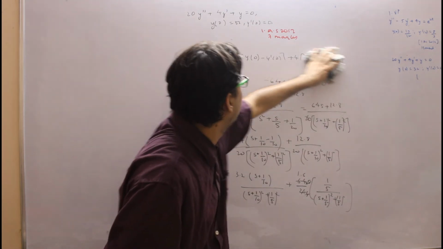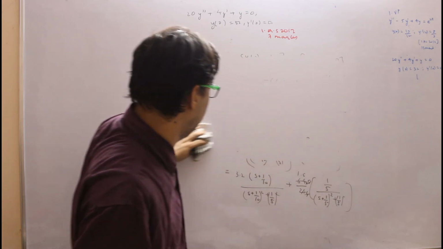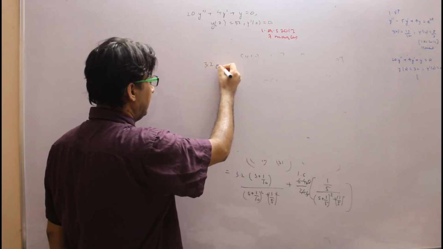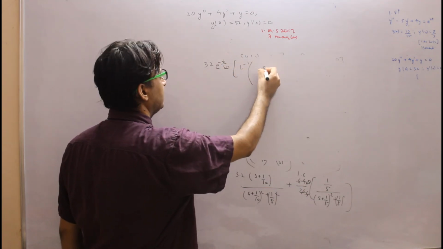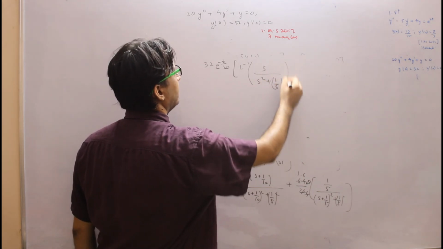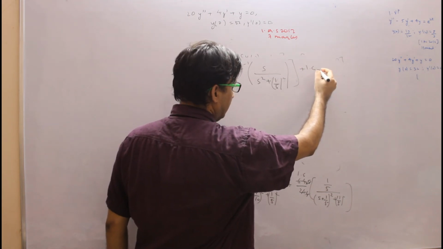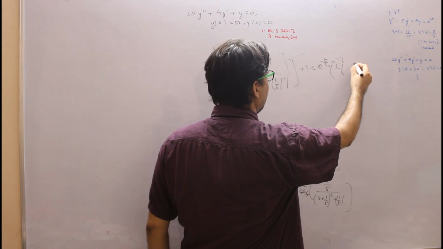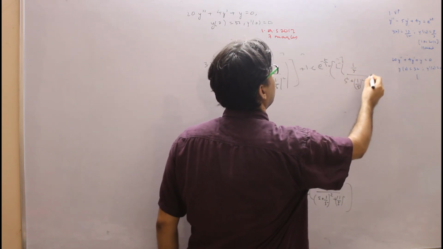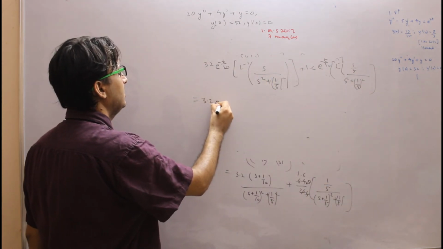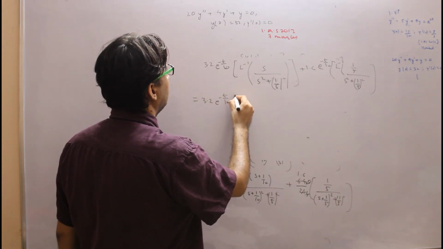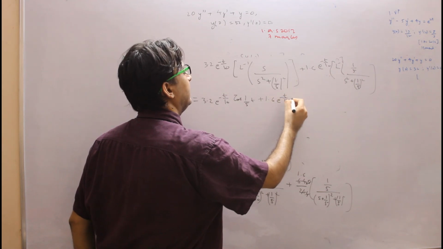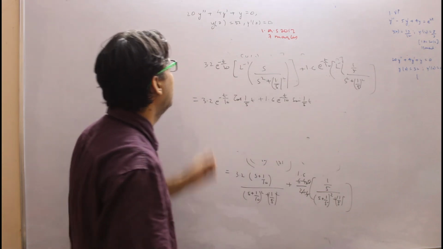Now I will invoke it and write the final answer. First we will take the shifting: 3.2 e to the power minus t by 10 times the Laplace inverse of s by s square plus 1 by 5 square, plus 1.6 e to the power minus t by 10 times the Laplace inverse of 1 by 5 by s square plus 1 by 5 whole square. So our answer is 3.2 e to the power minus t by 10 times cos of 1 by 5 t, plus 1.6 e to the power minus t by 10 times sine of 1 by 5 t. So this is your answer.